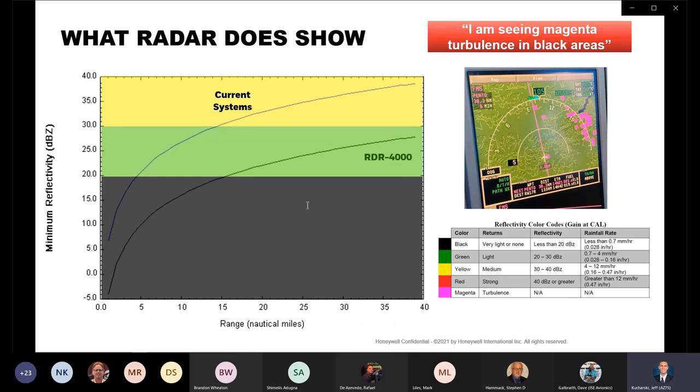Another item related to reflectivity that pilots observed when they first started using the new system was magenta turbulence indications in black areas. The reflectivity chart in the picture illustrates that black doesn't mean it's not raining. It's just raining at a rate below the threshold the FAA set for green, which is 20 dBZ. With older radars, to detect turbulence below the green threshold, the radar would need to be about 3 nautical miles away from the turbulence in order to see it in black reflectivity. Because the RDR 4000 is much more sensitive, it can detect turbulence at the same reflectivity level from about 15 nautical miles away. The turbulence detection capability on this radar is much more sensitive and accurate, so keep it turned on and learn to trust it.